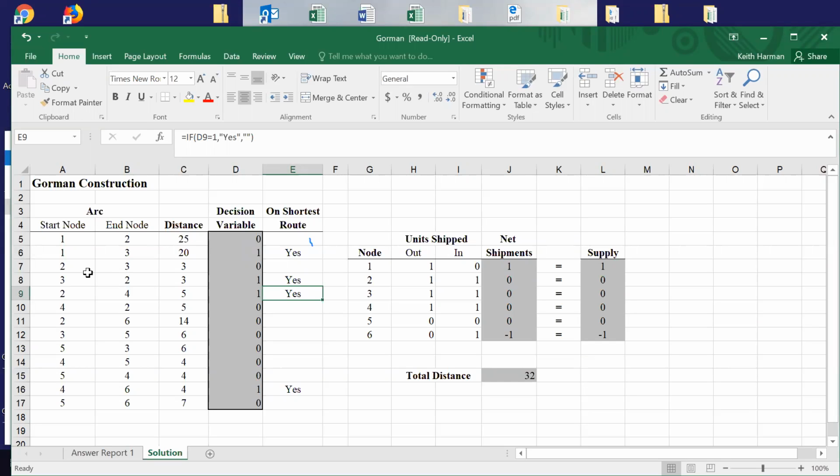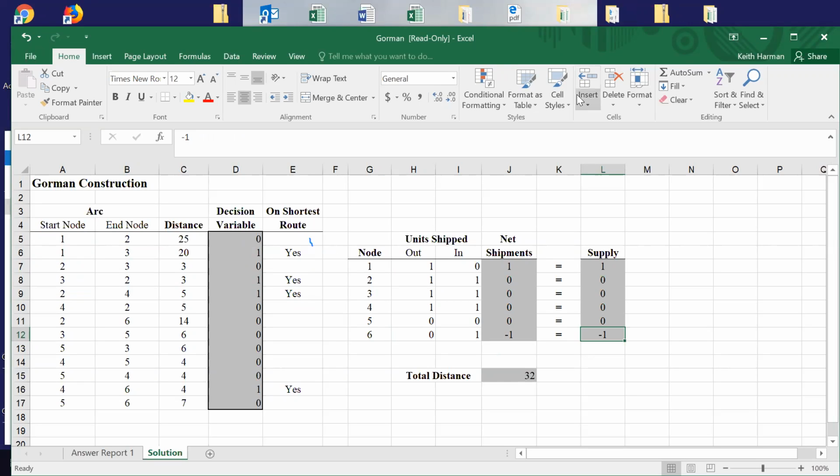Now we see each start node and each end node. So we're assuming we start at 1, 2, 3, 4, 5, 6, 1, 2, 3, 4, or 5, and then we look at the shortest route, unit shipped, and that's how we conform to that general model.